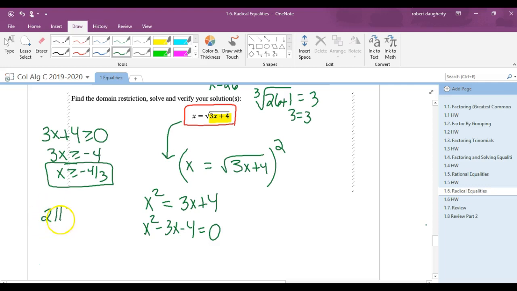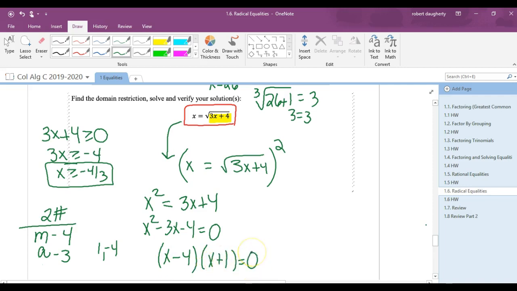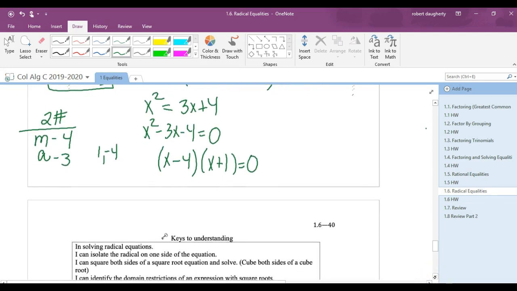I need 2 numbers that do what? Multiply to negative 4 and add to negative 3. What numbers will do that for me? Yeah, 1 and negative 4. So this becomes x minus 4, x plus 1 equals 0. So I think that x equals 4 or x equals negative 1. Before you think you are done with any of these problems, you must do what to your answer?